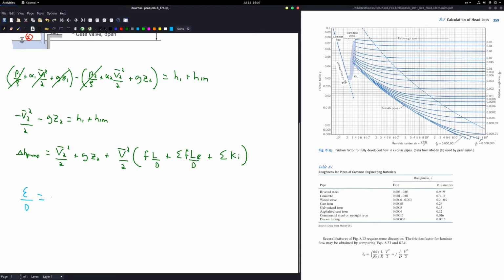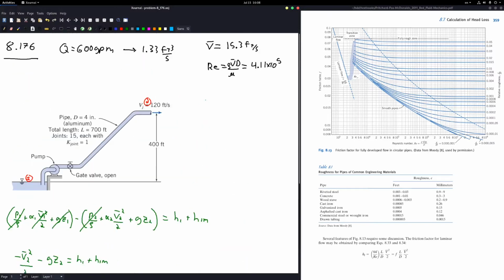Now because we know our pipe is made of aluminum, we could find the relative roughness as being 1.5 times 10 to the minus 5, and using the Reynolds number that we computed earlier, we find that our friction factor is 0.0135.